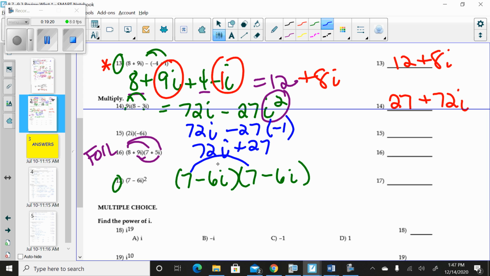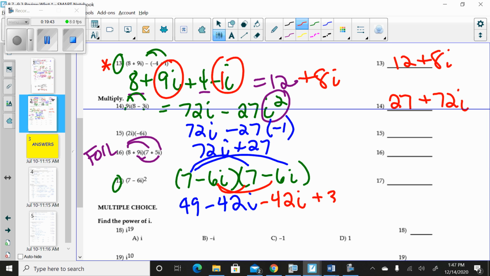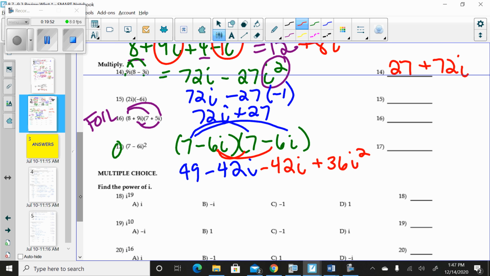So first, 7 times 7, 49. Outsides, so 7 times -6, so minus 42i. Insides, a -6i times 7, so another -42i. And then last, careful on this one, a lot of people miss this. Negative times a negative, so plus 6 times 6, 36, and then i times i, i squared. For some reason, people get so worried about the i's, they forget about the number part. So there is a coefficient there to multiply.